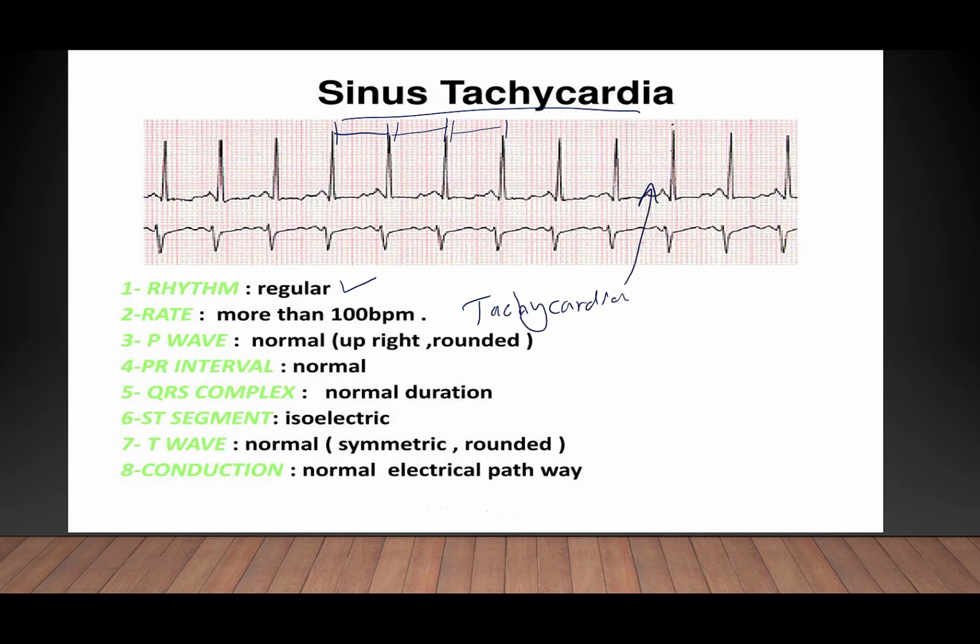If you look at this one, here we have the R to R interval between the QRS complexes. How many large squares do we have? It's about 2 large squares. So 300 over 2 is equal to 150. So it's called tachycardia, or we can say more than 100. PR interval is normal also, about 3 to 5 small squares or 1 large square, as I discussed before. QRS complex also has normal duration. ST segment is isoelectric. There is no ST elevation or depression here. T wave is normal, and conduction through the electrical pathway is normal.